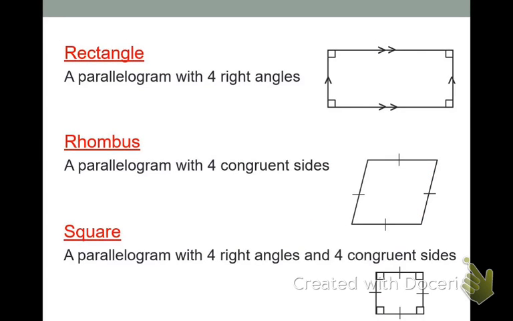Next up, just kind of the definition of what a rectangle is. It's a parallelogram with four right angles, okay? So right here, how many degrees is a right angle? 90 degrees, okay? So it's going to have four 90-degree angles in it.